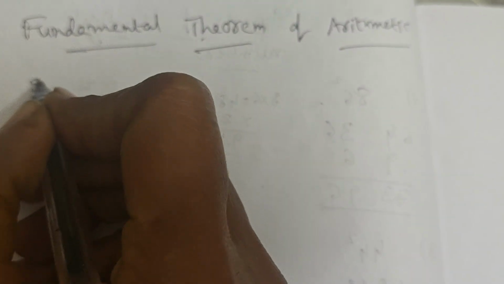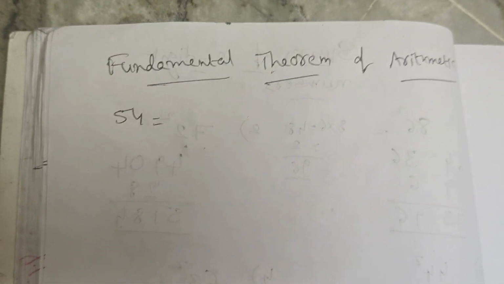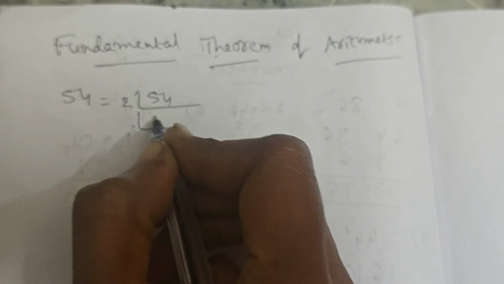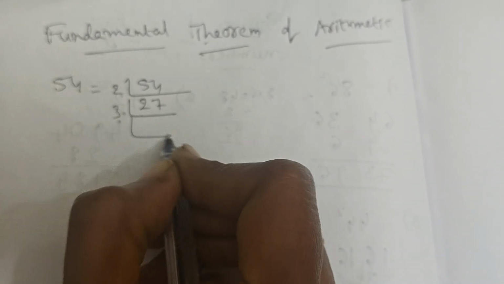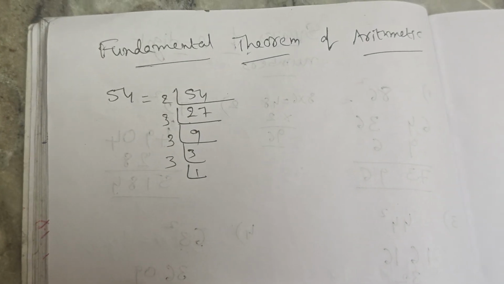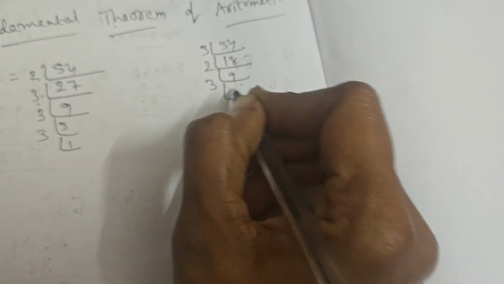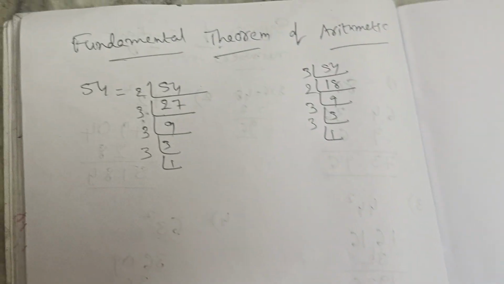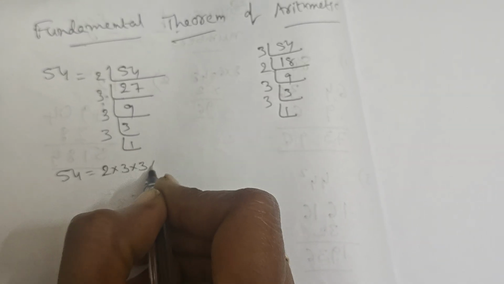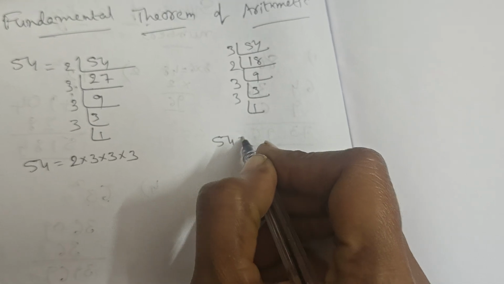What is the meaning of this? For example, if you want to do the prime factorization of 54, how can we write 54? We will do it in this way. First we will take 2, 27. In the 3 table, 9 times. 3 table 3 times. 3 table 1 time. You may write it like this also: 3 table 18 times, 2 table 9 times, 3 table 3 times, 3 table 1 time. So 54 can be written as a product of primes.